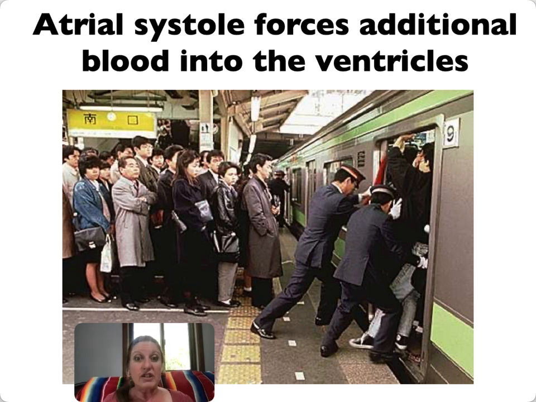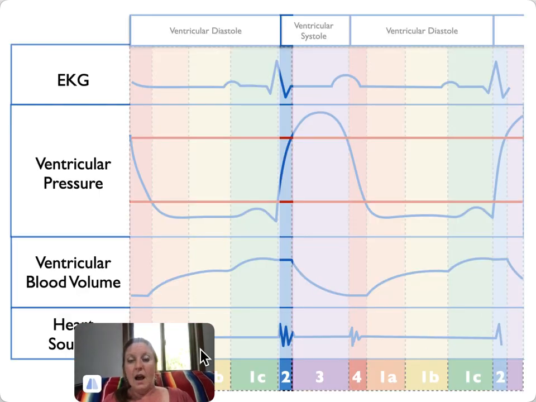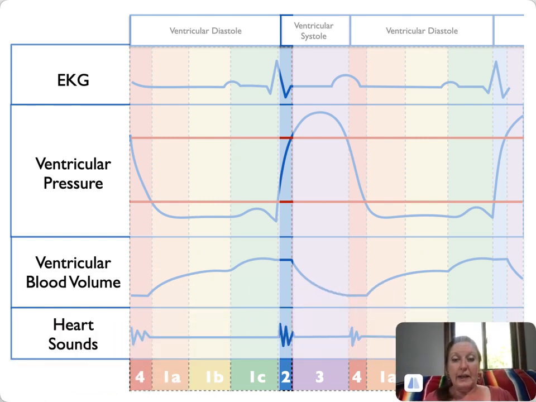So there's a sudden rush of people, the rapid filling into the train. The train's still sitting there with the doors open. As people arrive at the platform, they just kind of go straight into the train. Just adds a few people. And then atrial systole is like these workers pushing the last few people that can fit into the train or the ventricle. And just like it increases efficiency on the Japanese subway, it also increases efficiency in our cardiac cycle. Okay, so that was ventricular filling. Let's move on to the next phase.